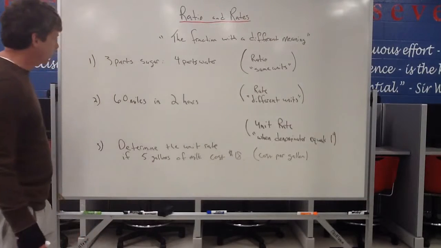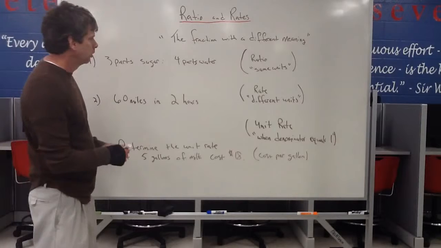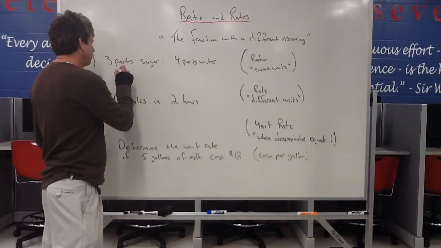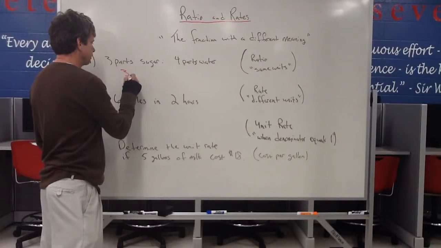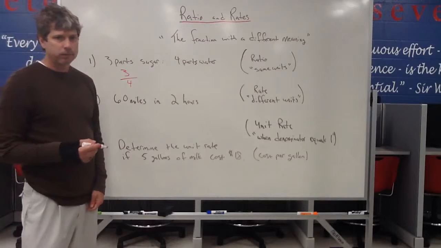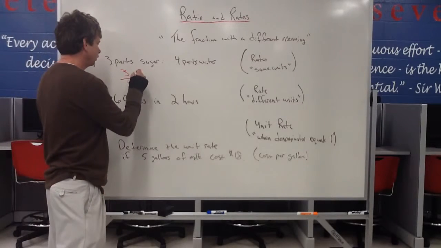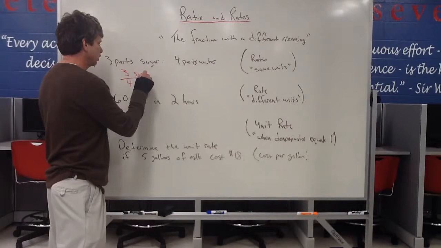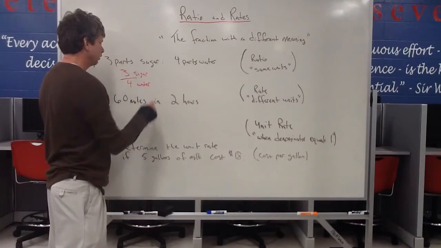So let's look at a few examples here. Again, what I want to do is write this as a ratio. The easiest way to do this is to write, you have 3 parts sugar to 4 parts water. We just write this as a fraction, so the 3 over the 4. And that becomes what we call a ratio. Now, to give it meaning, it's a good idea to put the labels in there. The numerator was sugar, so I have 3 parts sugar over 4 parts water. And that would be considered a ratio.